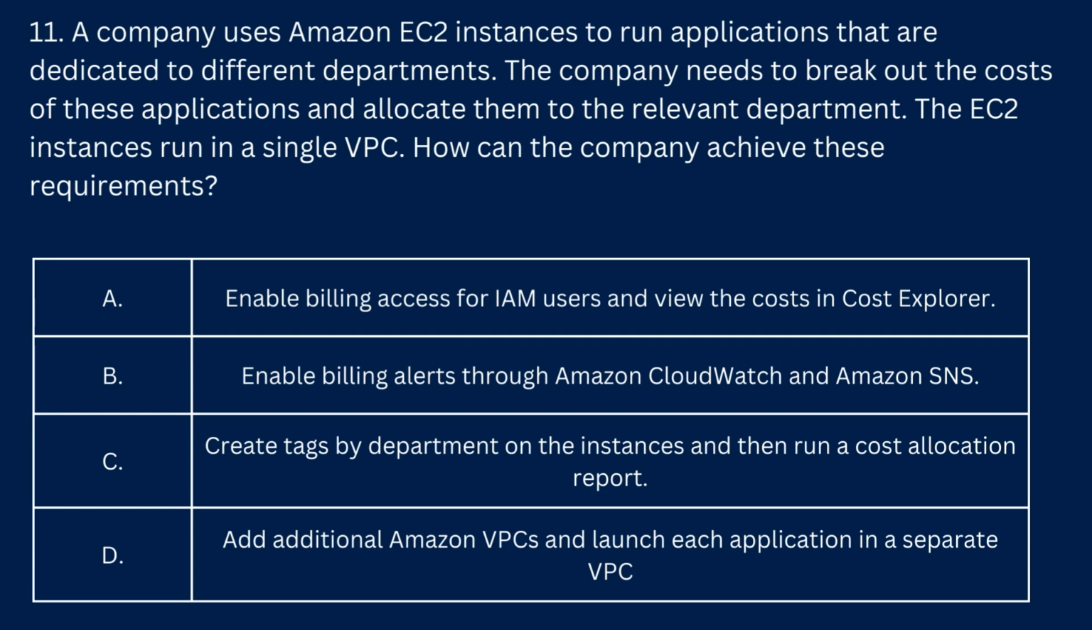A. Enable billing access for IAM users and view the costs in Cost Explorer. B. Enable billing alerts through Amazon CloudWatch and Amazon SNS. C. Create tags by department on the instances and then run a cost allocation report. D. Add additional Amazon VPCs and launch each application in a separate VPC.